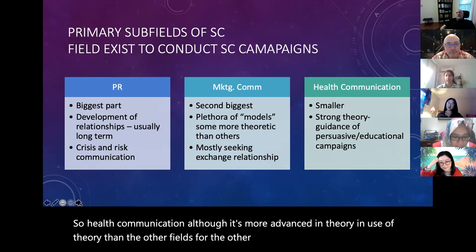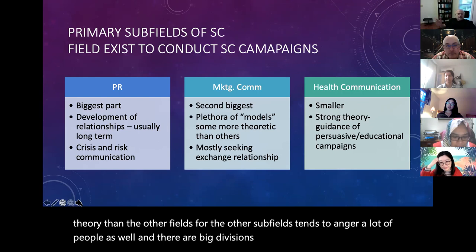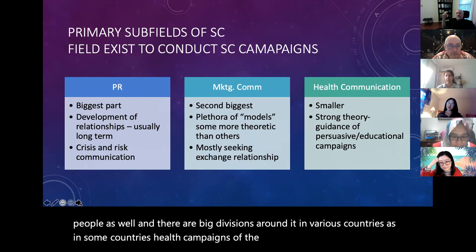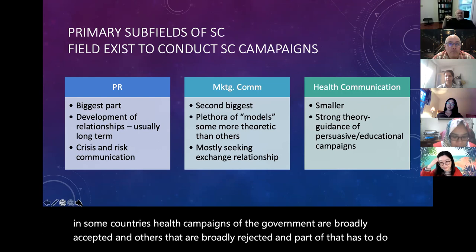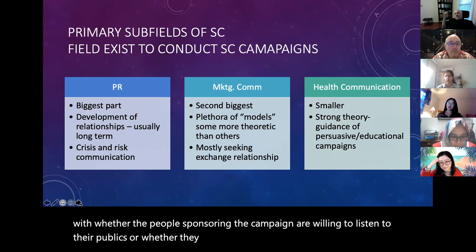And there are big divisions around it in various countries, as you know. In some countries, the health campaigns of the government are broadly accepted, in others, they're broadly rejected. And part of that has to do with whether the people sponsoring the campaign are willing to listen to their publics or whether they only want to talk at their publics.